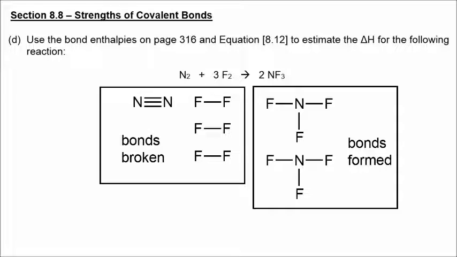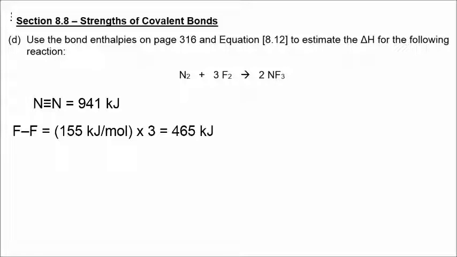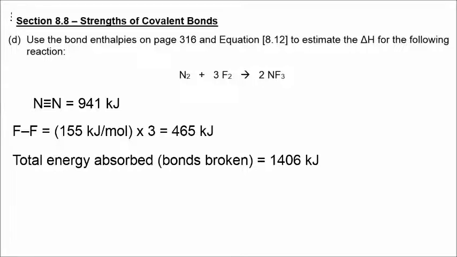Let's go ahead and do the math. So we have a nitrogen bond, a triple bond, that's 941. We have 3 fluorine single bonds, that's 3 times 155. That's a grand total of 1,406 kilojoules, and that's positive because breaking a bond is an endothermic process.